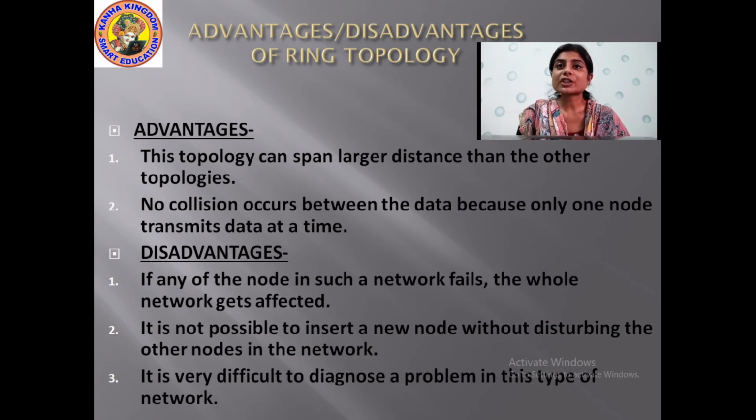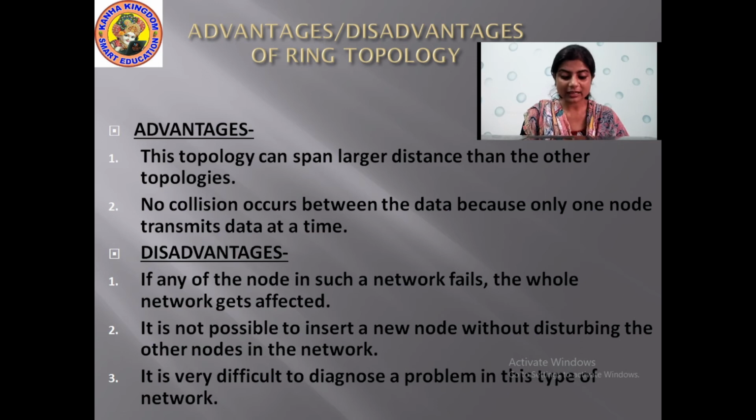No collision occurs between the data because only one node transmits data at a time. That means if the data is transferring from one computer to another computer, there is no disturbance in transferring or receiving the data, because from one computer it is transferred to the other computer and from the other to the third one. It is moving in a circular pathway one by one. That is why there is no collision between the data, because only one node transmits data at a particular time. Understood? Then what are the disadvantages of this topology?